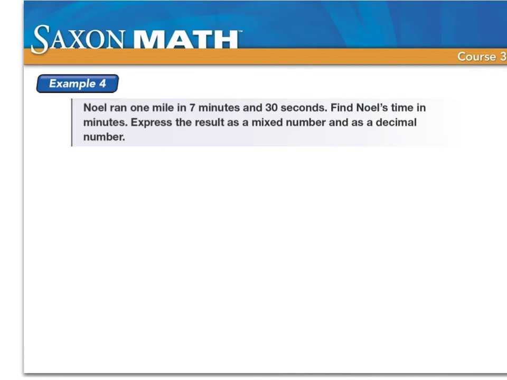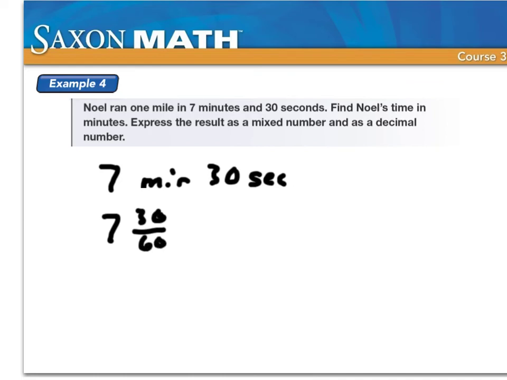This one says Noel ran 1 mile in 7 minutes and 30 seconds. Find Noel's time in minutes. Okay, express the result as a mixed number and as a decimal number. Well, we know that 7 minutes and 30 seconds is the same as 7 and 30 over 60, because there are 60 seconds in a minute, so 30 out of that 60 would be equivalent to how much we have over 7 minutes. And then we can just reduce that. That reduces to 7 1/2 minutes.